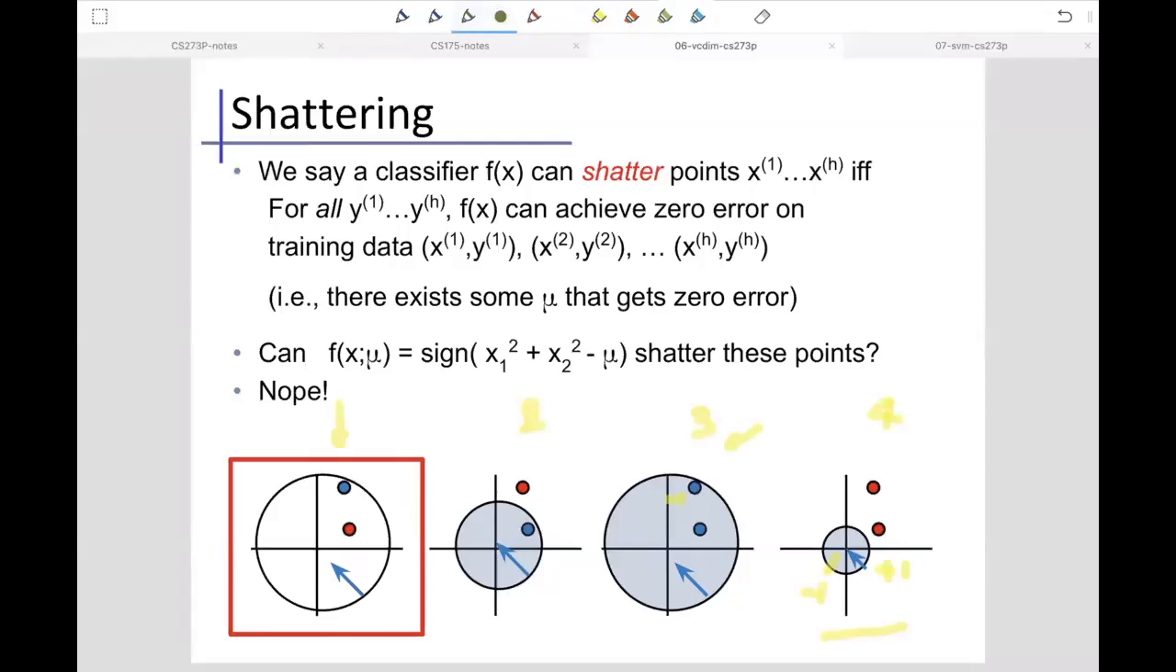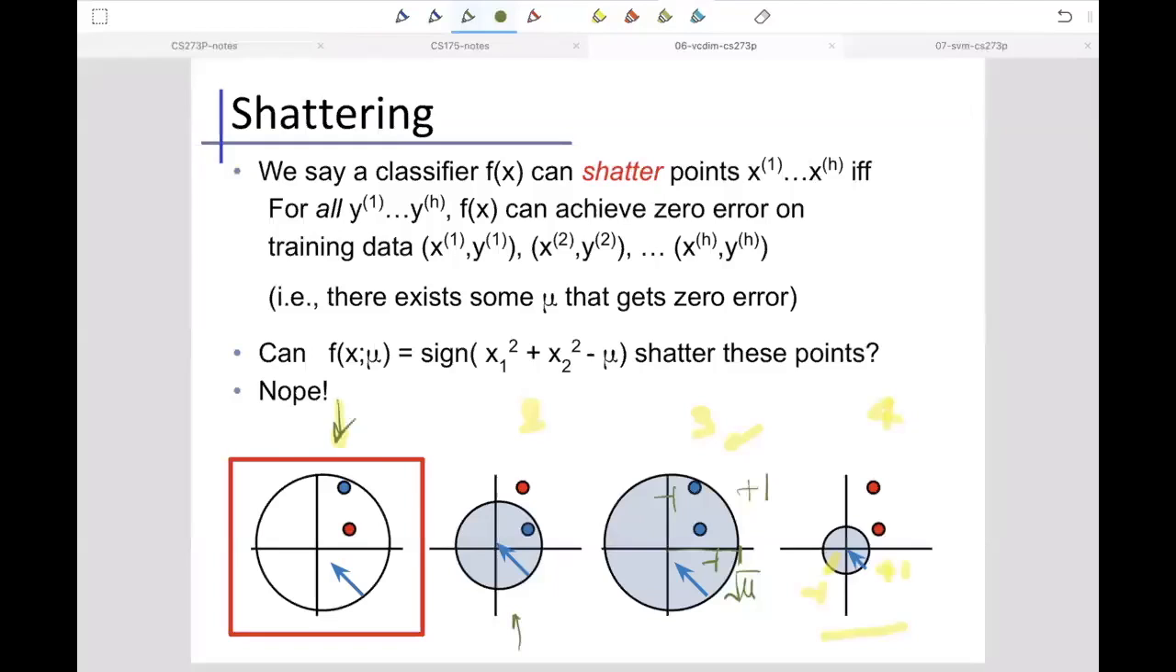So both of them are -1. Okay. However, I can increase the radius, the square root of mu here, such that now outside is +1, inside is -1. So again, I can correctly assign labels of -1 to these two data sets here. And similarly, on this one, you can do it. However, you cannot do it on these examples here.